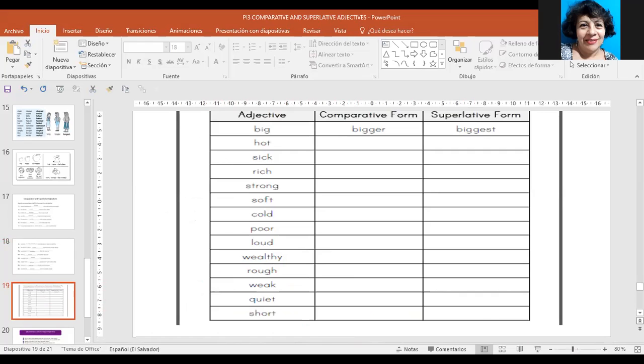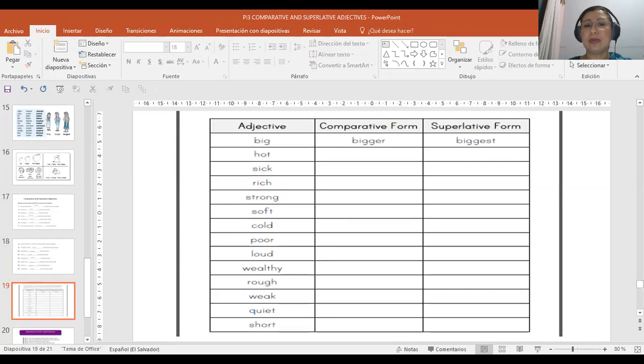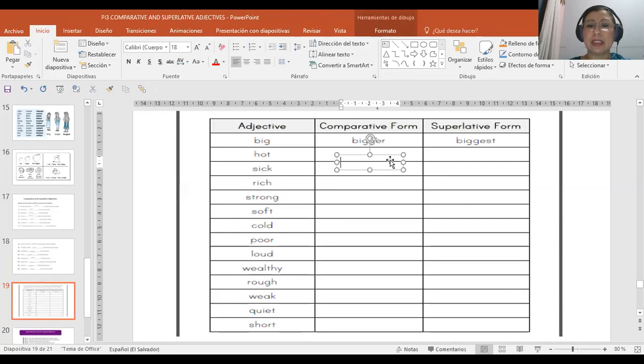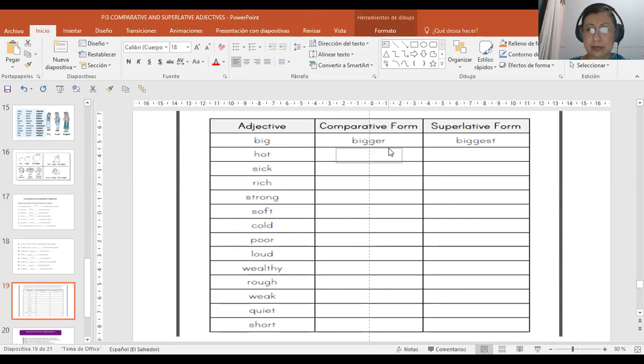Okay, here, I need your help. I would like to do this exercise. So I need some of you to help me. You already know, but I would like just to make sure that you have them in your mind, but also in your practice. So who wants to start? We are going to form the comparative and the superlative. Me. Okay, please, go ahead.